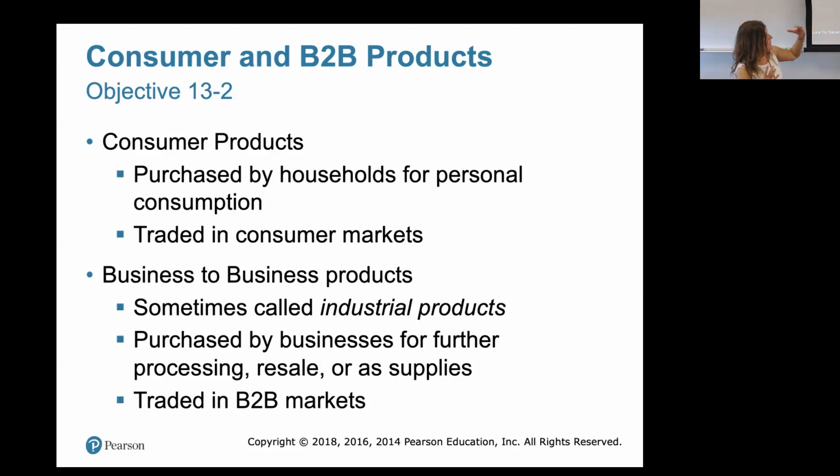So I don't buy it from a retail store. I don't go to Safeway or Whole Foods and buy my supplies for my restaurant. They're usually restaurant wholesalers, right? So that's an example of business to business, right? It's used as an ingredient in the food that I'm now going to sell to my customers, right? And they're traded in business to business markets. Of course, there are products that sell to both consumer and business markets.